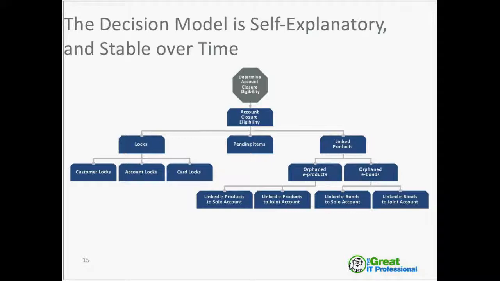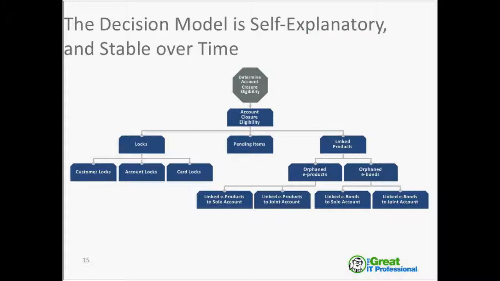And the first rule family, the decision rule family, the rule family that's connected directly to the decision, is the rule family that makes the final decision about whether this account is eligible for closure. We see that it is supported by three supporting rule families. One that's all about locks, whether there are locks to be taken into account. We see that there's a rule family that determines whether there are pending items, and we see there's a rule family that determines whether there are any linked products.